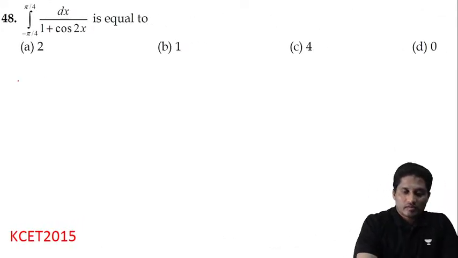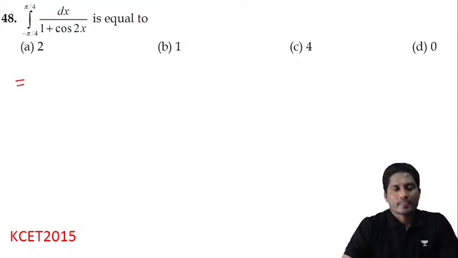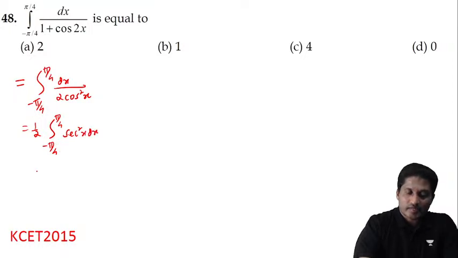Right? Now, 1 plus cos 2x is an even function, right? You can write this as minus pi by 4 to plus pi by 4. Okay, dx divided by 1 plus cos 2x, which is 2 cos square x. Half is a constant, take it out. Minus pi by 4 to plus pi by 4. 1 by cos square is sec square x dx. Okay, sec square is an even function, so 2 times 0 to pi by 4. Then the 2 will cancel.